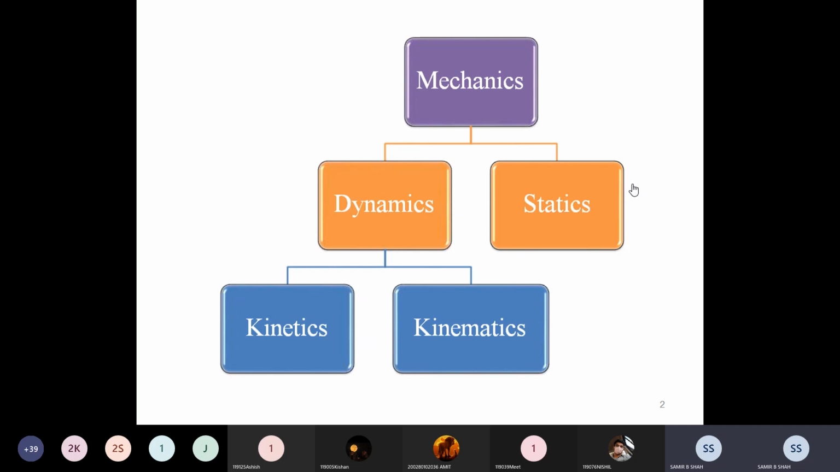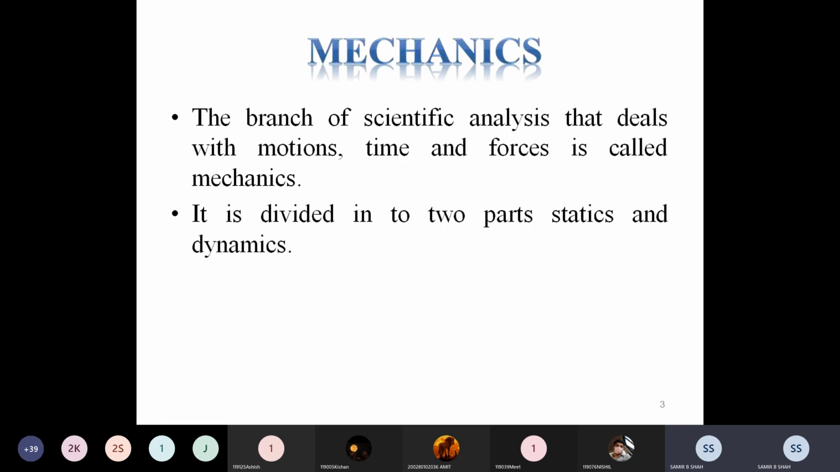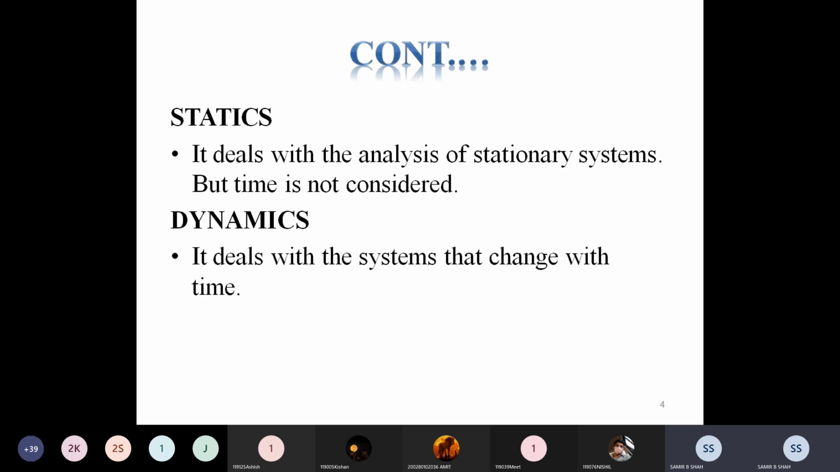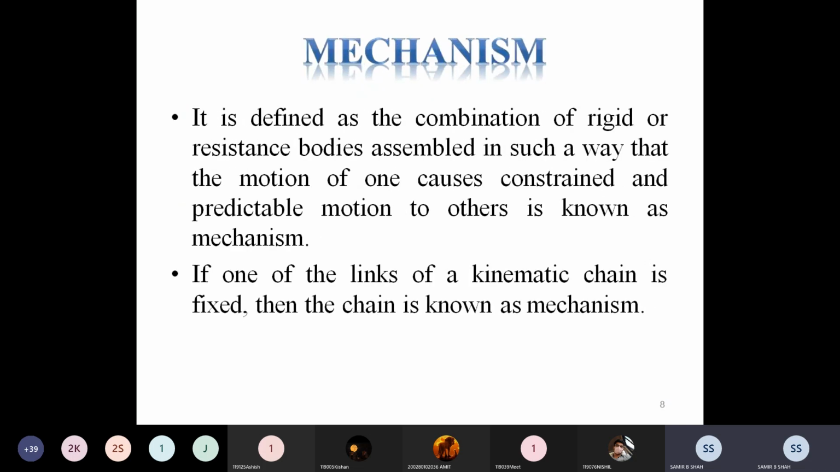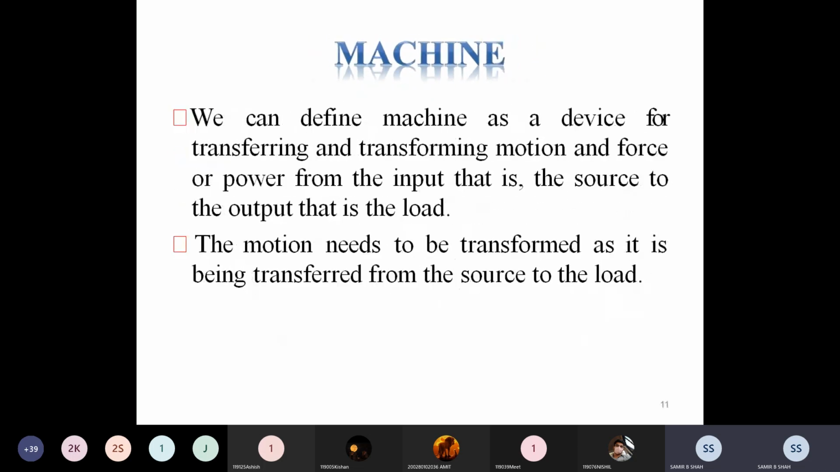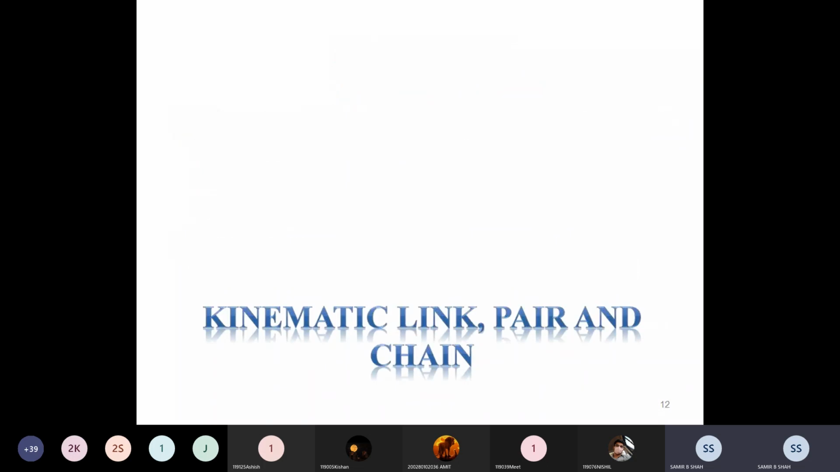In the last two lectures, we started with the basics about mechanics and the types of mechanics: statics and dynamics, kinematics and kinetics. Then machinery, mechanism and machine, structure, and the difference between machine and structure.